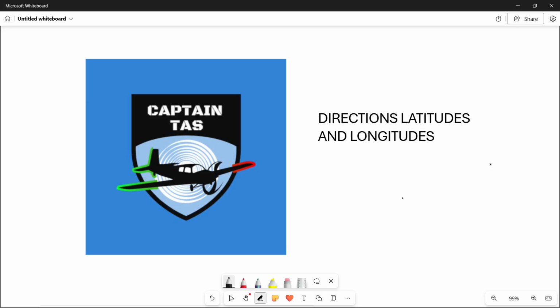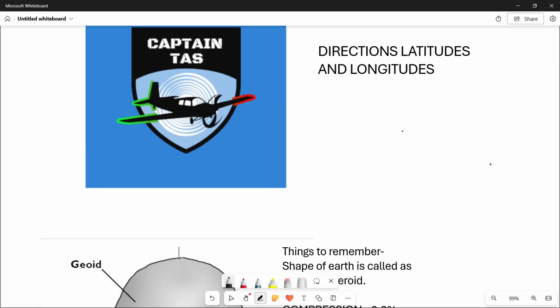In this journey, Captain Akshat and Captain Arya will be guiding you through the Oxford CPL and ATPL syllabus systematically. Our goal is to help you not only clear your exams with confidence, but also understand the concepts with no sweat. Let's make learning efficient, enjoyable, and effective. We are starting with general navigation, and the first chapter in general navigation is directions, latitude, and longitudes. Let's get started.